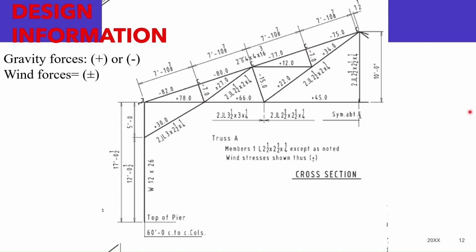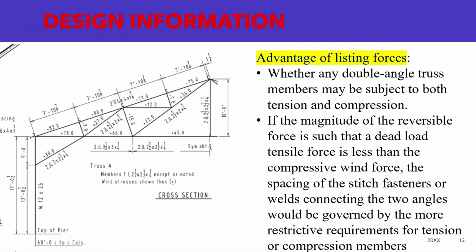Sections 2-8 and 2-9 of the manual define the several kinds of loads and their combinations to be applied in designing truss joints. One of the advantages of listing the forces as in the figure is that the design drawing indicates whether any of the double angle truss members may be subject to both tension and compression.